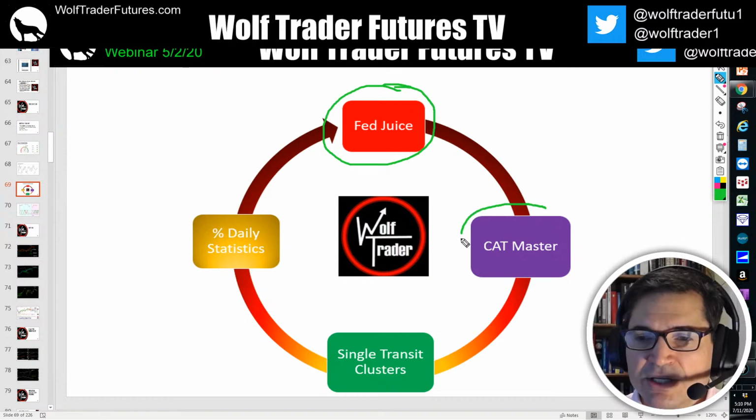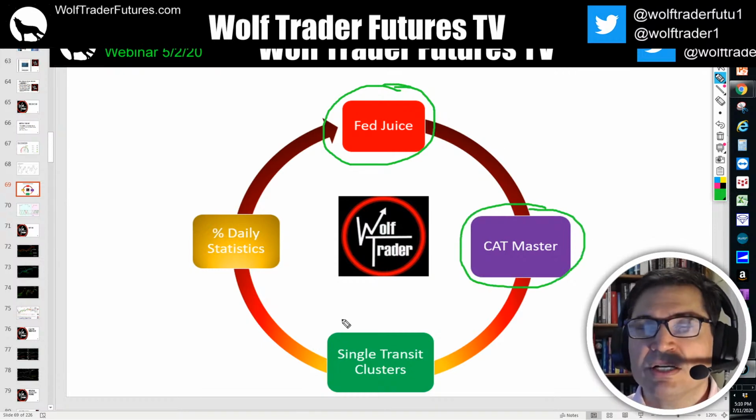Okay, Catmaster signal is a combined signal that uses multiple transits and statistics to give a one-stop map of the markets.